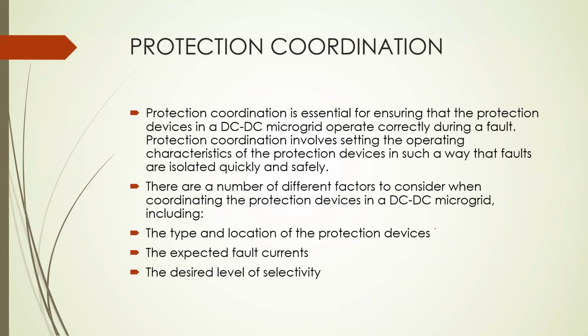Protection coordination. Protection coordination is essential for ensuring that the protection devices in a DC microgrid can operate correctly during a fault. Protection coordination involves setting the operating characteristics of the protection devices in such a way that the faults are isolated quickly and safely. There are a number of different factors to consider when coordinating protection devices in a DC microgrid, including the type and the location of the protection devices, the expected fault currents, and the desired level of selectivity.